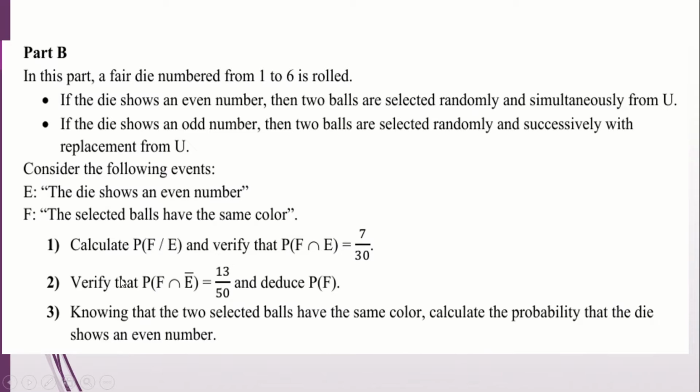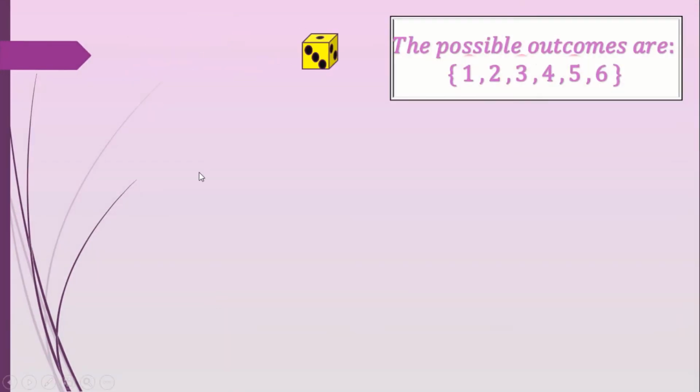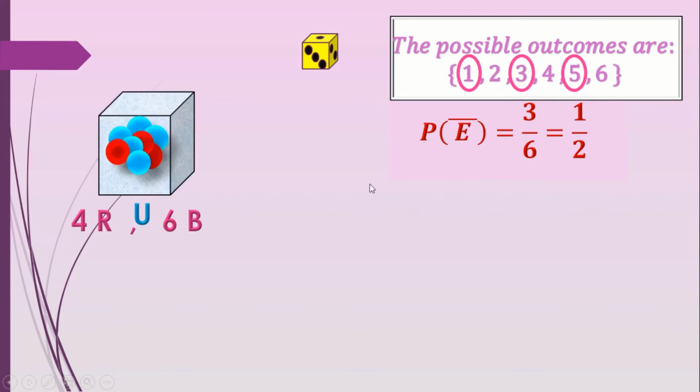Now in part 2, verify that P of F intersection E bar is 13 over 15. By the same strategy, if the die shows us an odd number, what's the probability of the odd numbers, which is P of E bar? Aren't they 3 cases? 1, 3, 5 out of 6. So it's 3 over 6 equal half. This is the probability of E bar. What about P of F given E bar? The 2 balls should have the same color given that the die gives us an odd outcome.